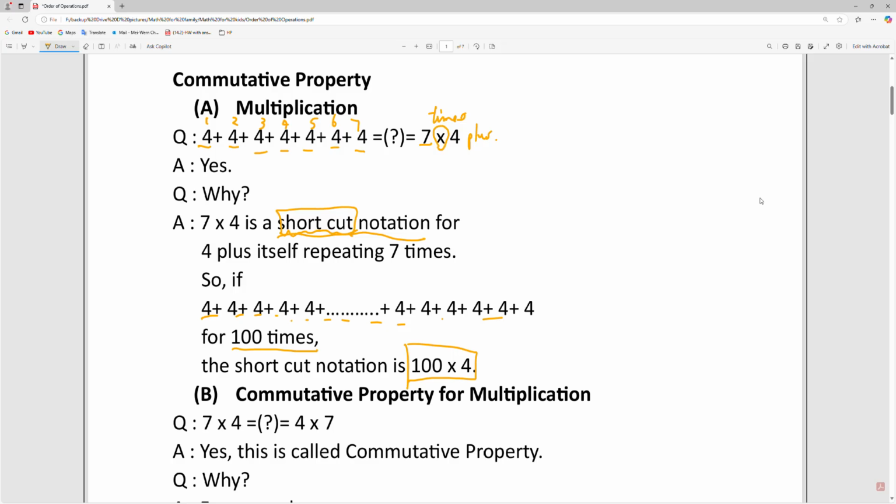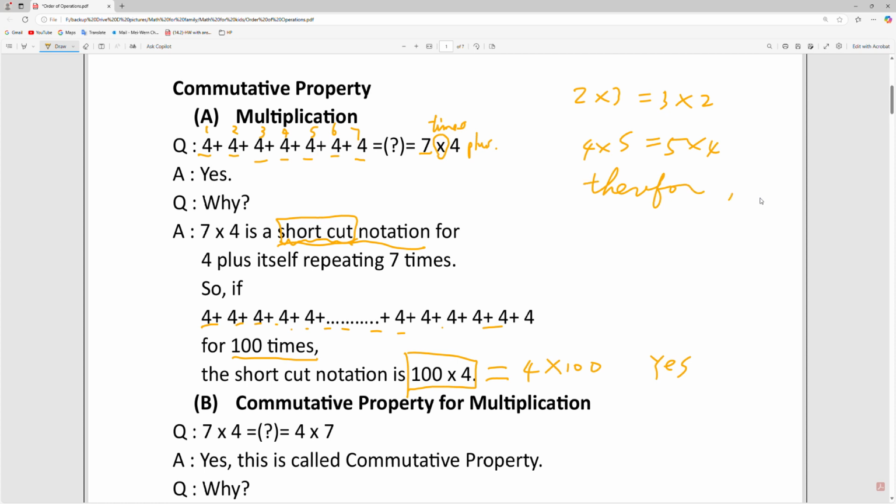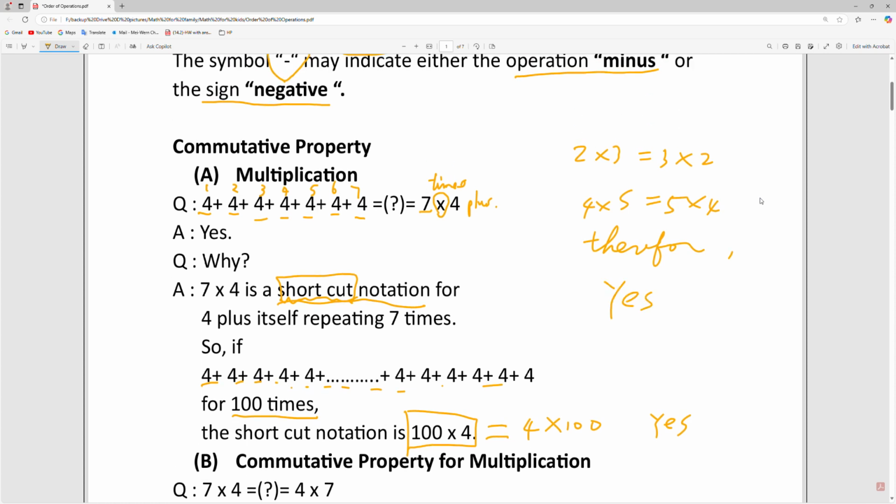Now students will ask me, is 100 times 4 equal to 4 times 100? Yes. But why? Some students say, oh, easy to understand. 2 times 3 equals 3 times 2, and 4 times 5 equals 5 times 4. Therefore, yes. But as a math teacher, I won't teach this way, because you know these 2 examples, yes.